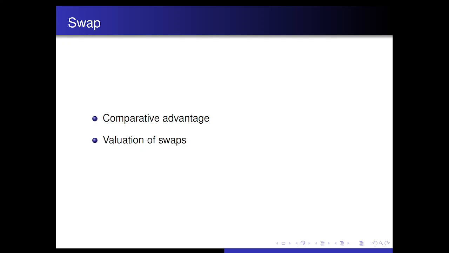Next, one important chapter is the swap. We should be familiar with the comparative advantage statement. It says that if one company has an advantage in borrowing one type of interest rate loan, like fixed rate, but it wants another, like the floating rate, then it would do a swap with another company who has an advantage in the floating rate loan, so that both parties can benefit from a swap.